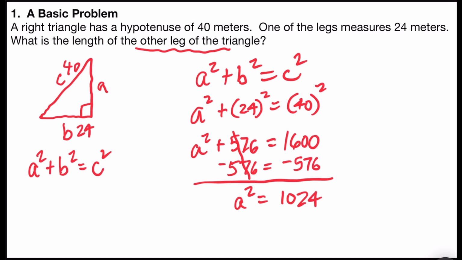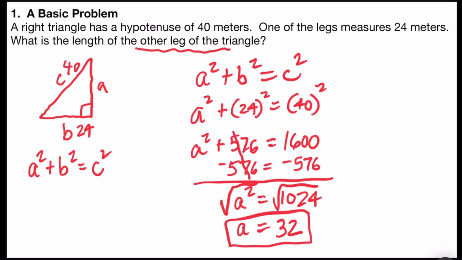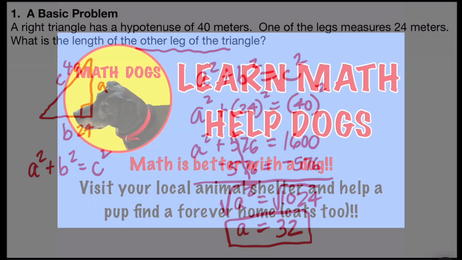And now we just have to take the square root on both sides to undo the square. So the square root of a squared would be a, and the square root of 1024 is 32. And so the length of the other leg, or the other side of the right triangle, is 32 meters.